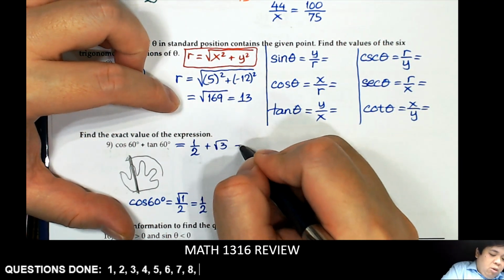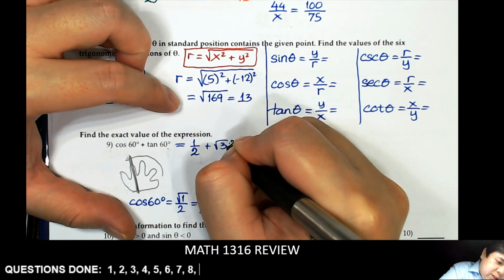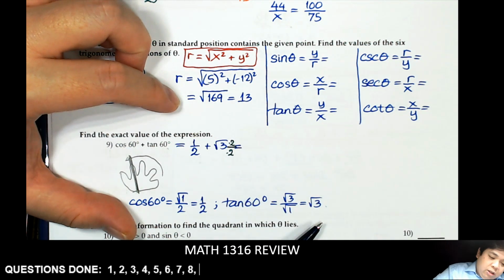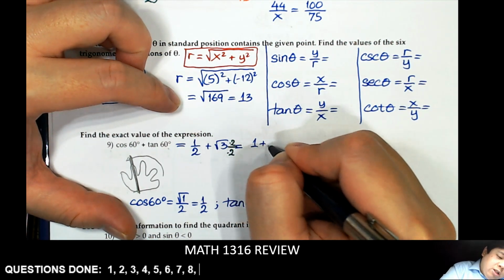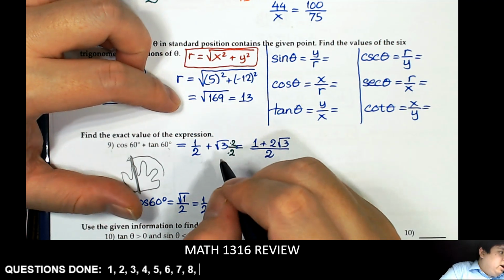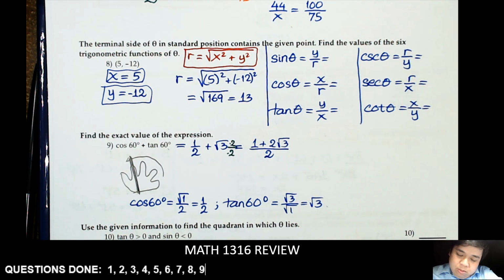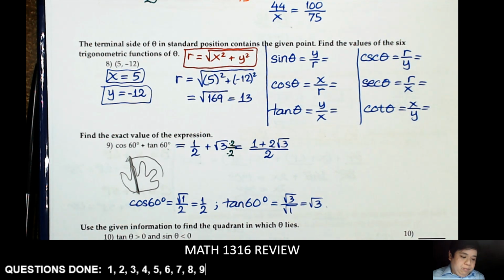For the common denominator, I will multiply 2 on the top and 2 at the bottom. So we have 1 plus 2 square root of 3 on the top, and then 2 at the bottom. So that is 9. I will do just either 10 or 11.